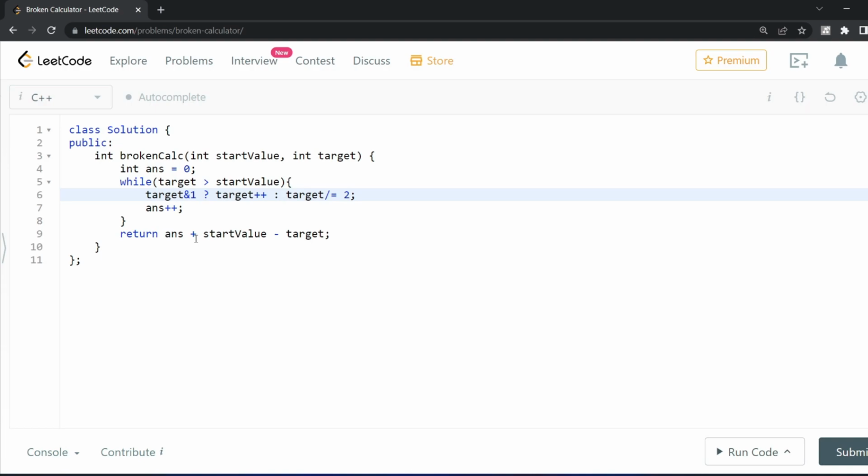And what is the time complexity of this? Basically we are dividing by 2 as long as the target is greater than the start value, so our time complexity will be logarithmic in target, and as we are not using any extra space, our space complexity will be O(1).